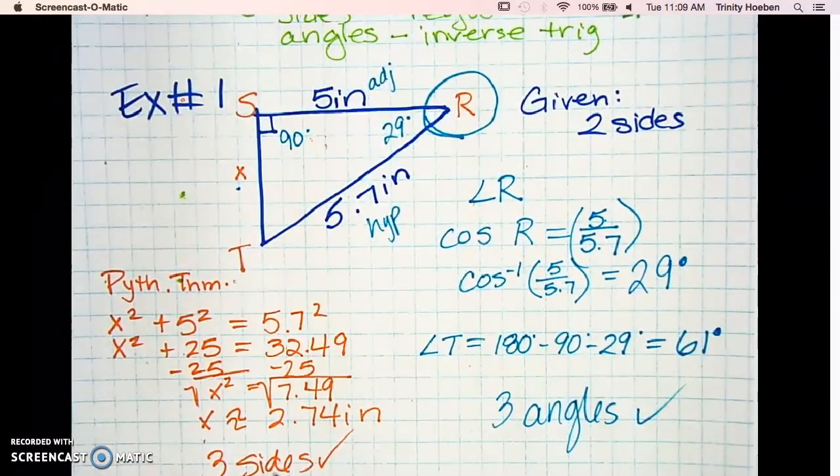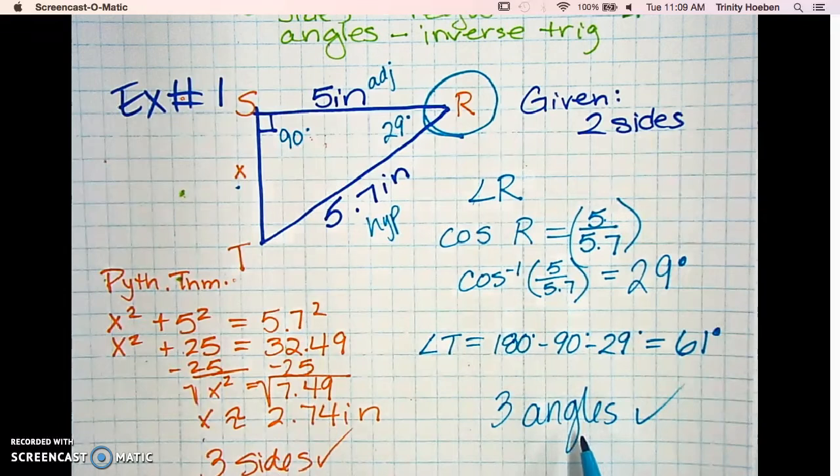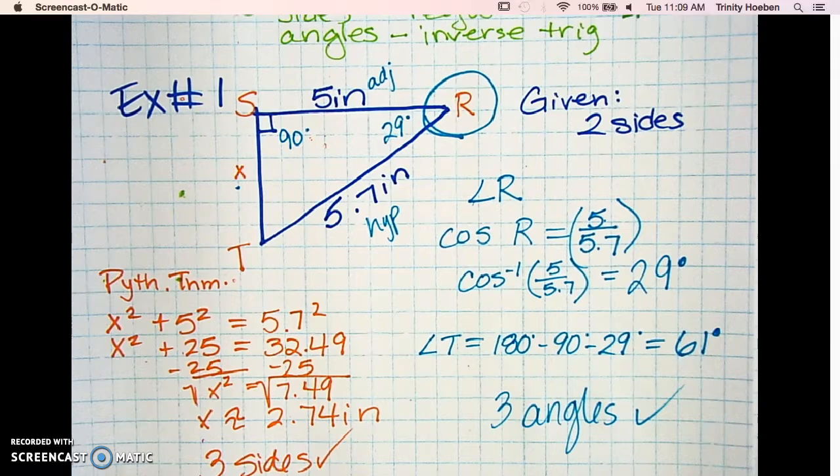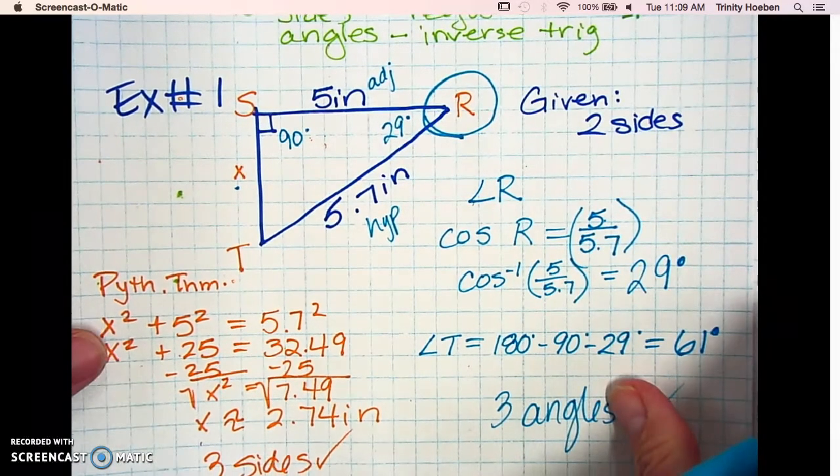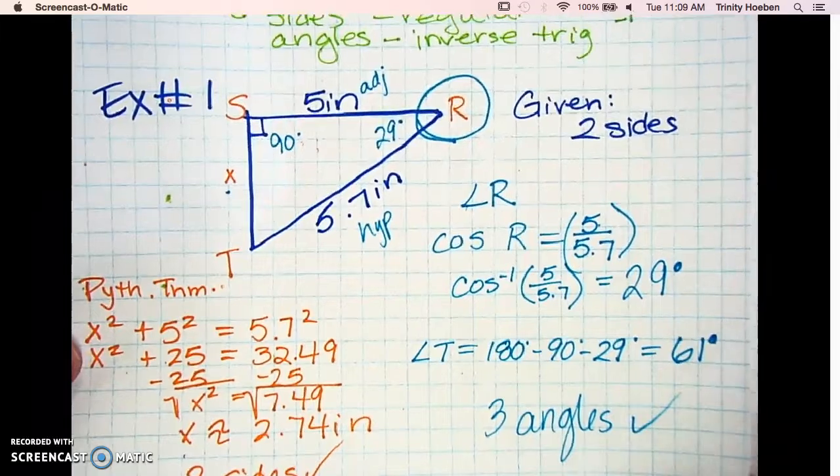Check. Three sides, three angles. Okay? Some of the information they gave us, some we still had to figure out. All right? Any questions on example number 1 there? All right, that's how you do it when you're given 2 sides, right? I'm going to move that up.